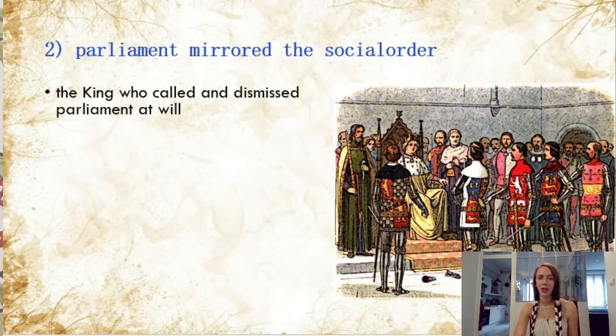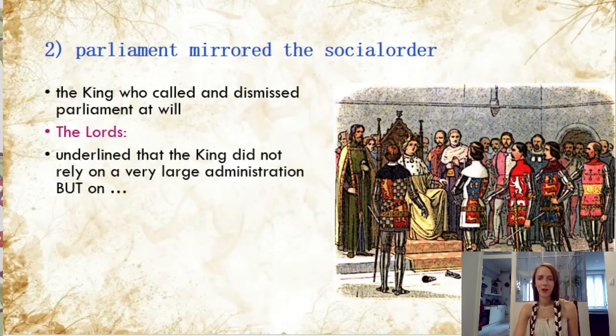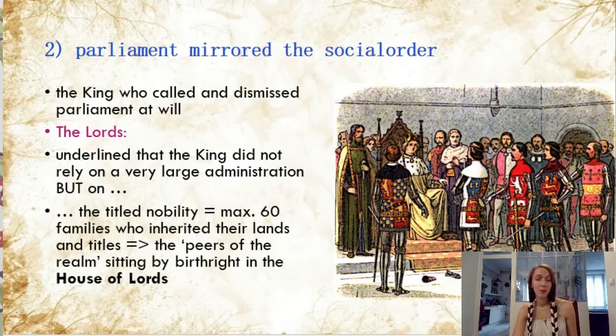You have, of course, on the one hand, the lords, because we've discussed them already, you remember how important they were in the pyramid. It underlined that the king did not rely on a very large administration, but on the titled nobility. Indeed, this titled nobility was basically a maximum of 60 families who inherited their lands and their titles. They were called the peers of the realm, and they were sitting by birthright in the House of Lords. So the reason why you could sit in the House of Lords is that you'd been born as a certain person with that right. Hence the notion of birthright.